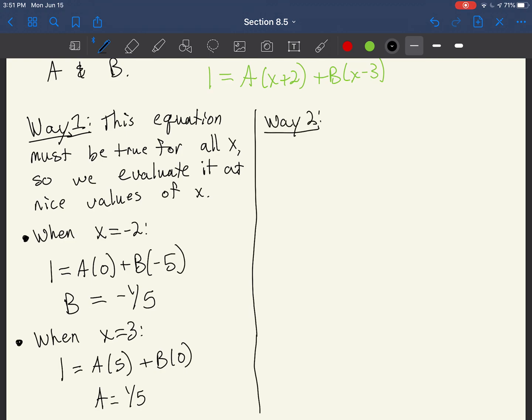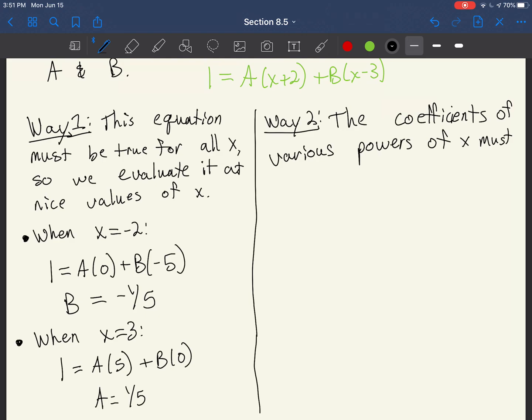Okay, that was way number 1. I will now do way number 2. Way number 2 says that the coefficients of various powers of x must be equal.